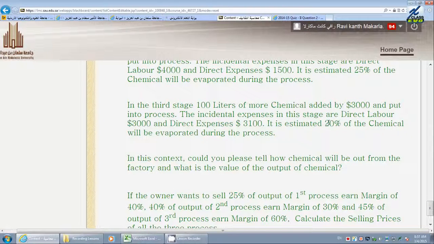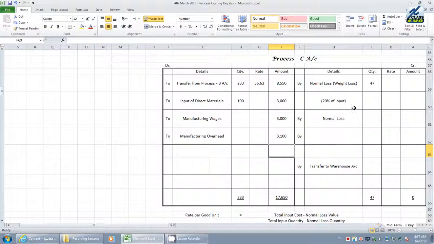Let's see how much is evaporated during the process. It is estimated that 20% of the chemical will be evaporated during the process. They say very clearly that you have to take 20% of the total input into consideration. Total input, how much do you have to take? You have to take 20% of, brackets open, 233 plus 100. You have to take both things into consideration.